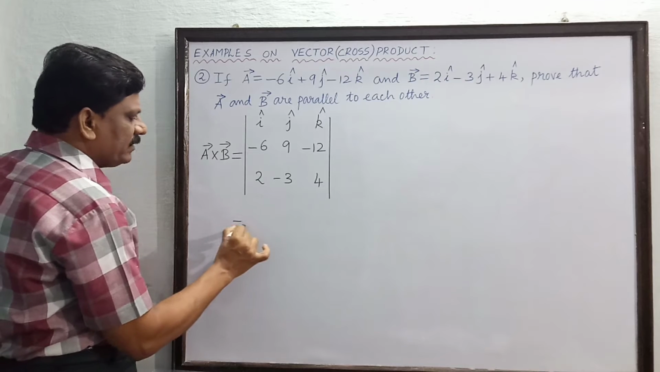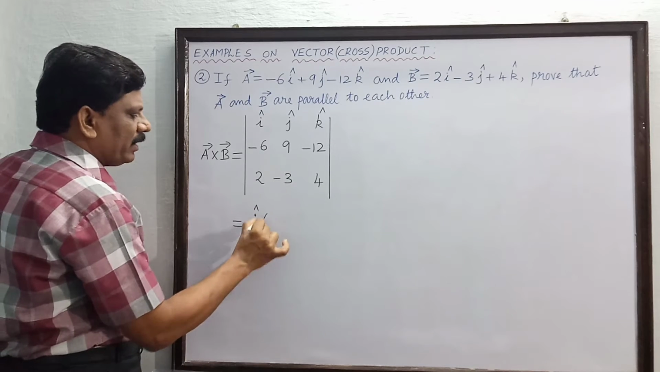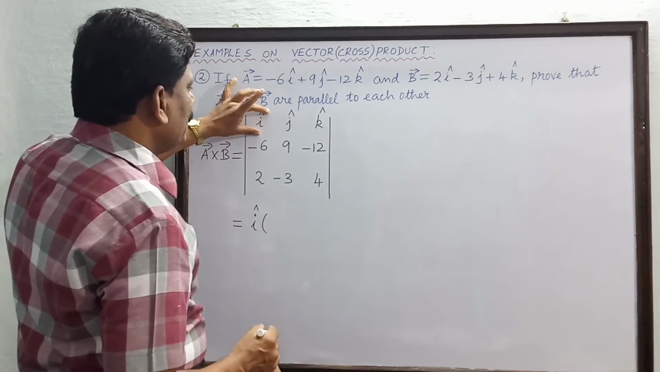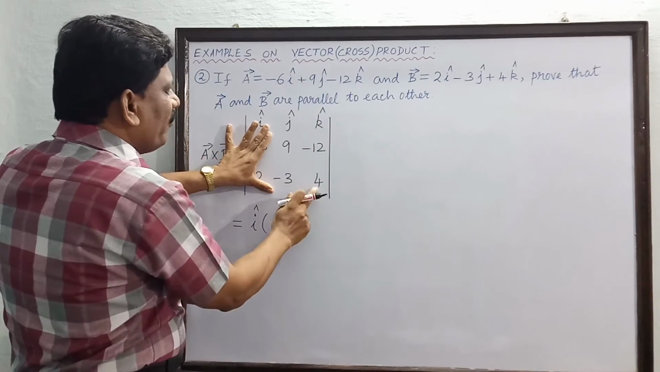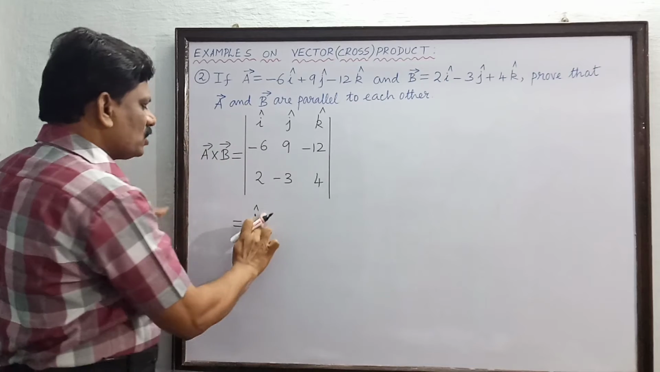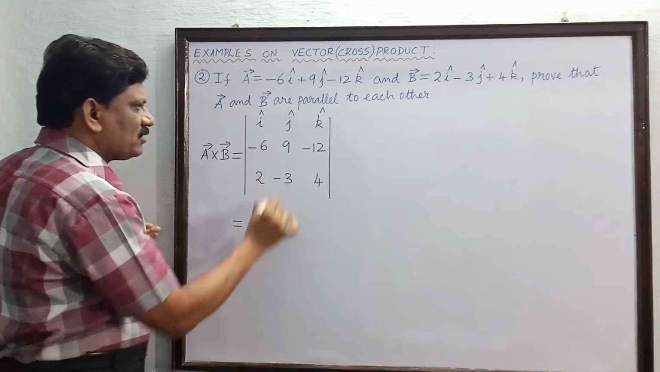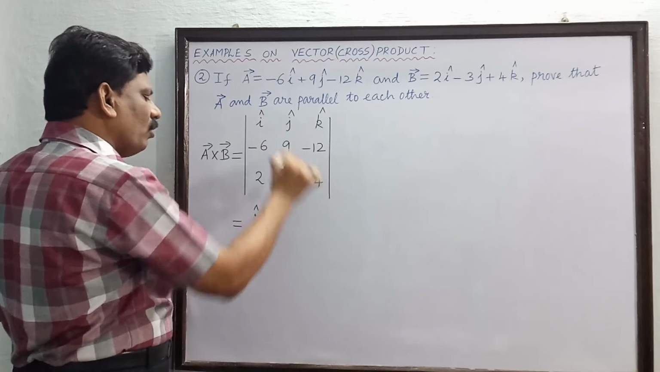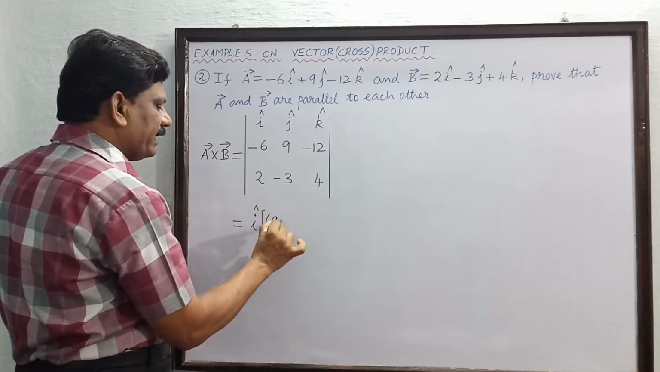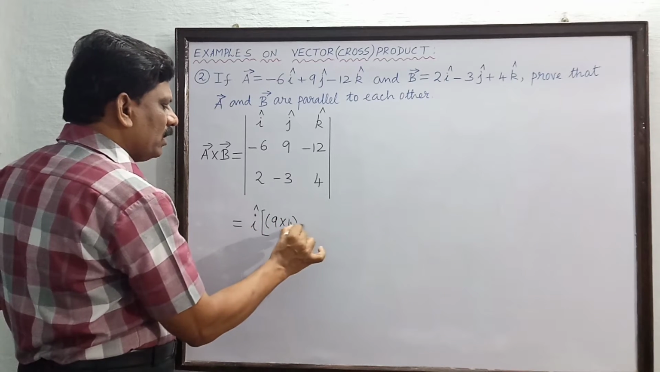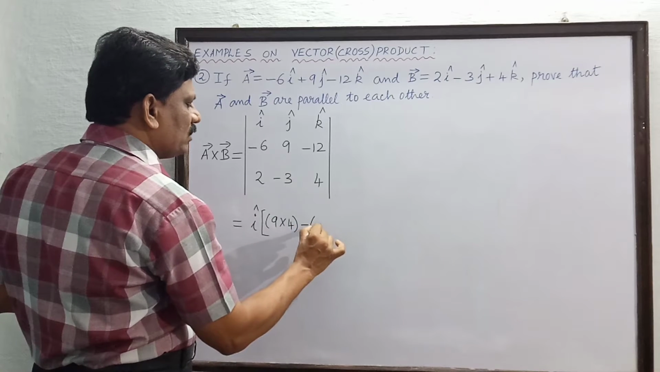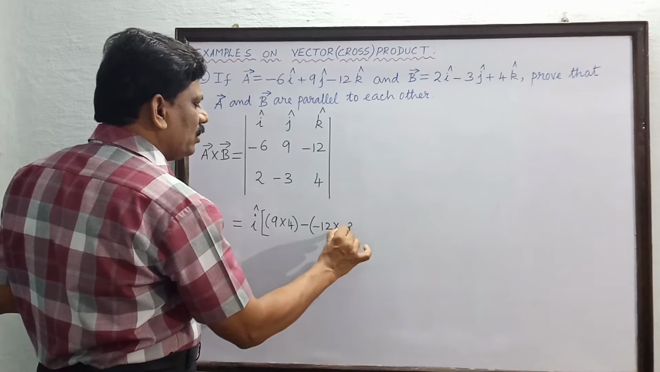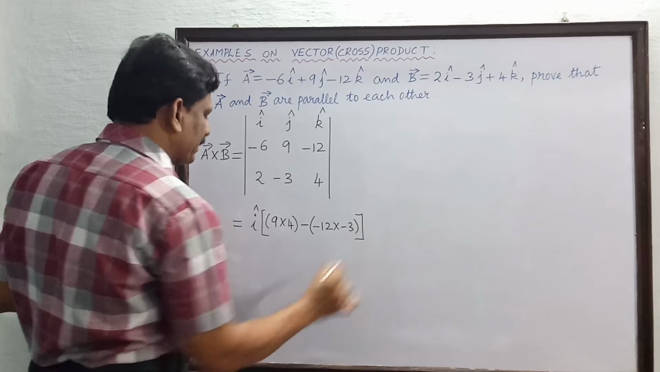So as usual, this is i cap. I will close this row and column. 9 into 4 minus of this. First one is 9 into 4, minus of minus 12 into minus 3. This is the first factor.